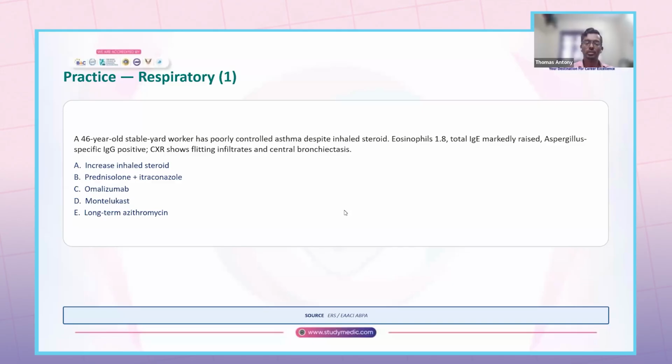So this is a practice question. A 46-year-old stable yard worker has poorly controlled asthma despite inhaled steroid. Eosinophils are 1.8. Total IgE is markedly raised. Aspergillus specific IgG is positive. Chest X-ray is showing fleeting infiltrates and central bronchiectasis. So what would be the treatment of choice?